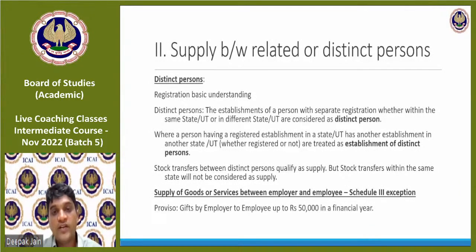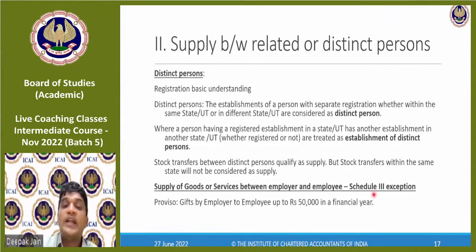But if you have taken multiple registrations within a state, then these entities and these branches are called distinct persons, which means the establishments of a person with separate registrations, whether within the state or in different states, are considered distinct persons. Okay, if you take a separate registration, you will be treated as a distinct person. If you don't take a separate registration, you are one person itself. You will not be called distinct persons.